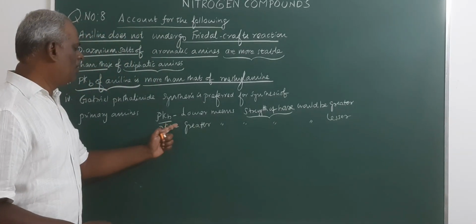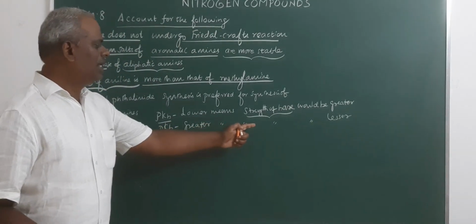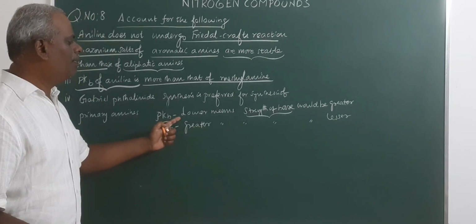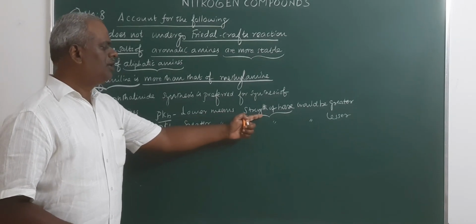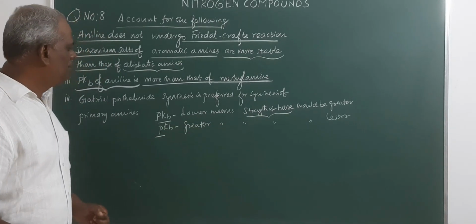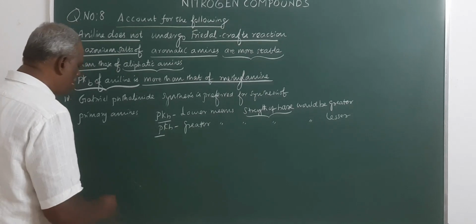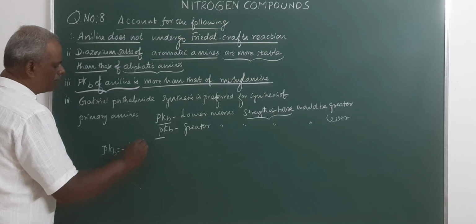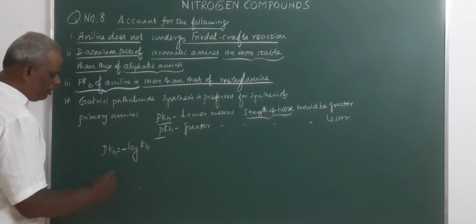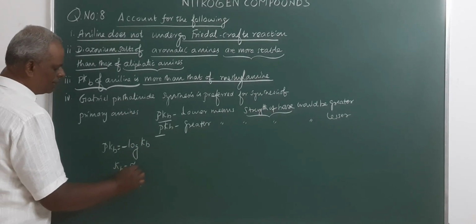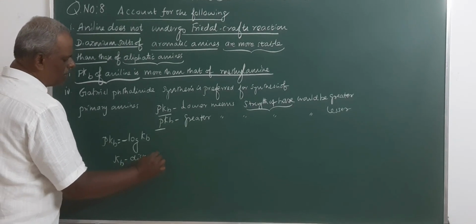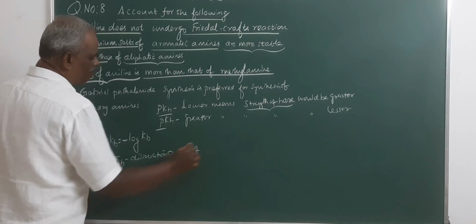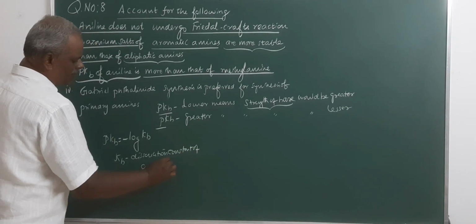Greater the value for pKb, lesser will be the basic strength. Lesser the value for pKb, greater would be the basic strength. What do you mean by this pKb? pKb is nothing but negative logarithm of Kb. What do you mean by Kb? It is the dissociation constant of a weaker base.